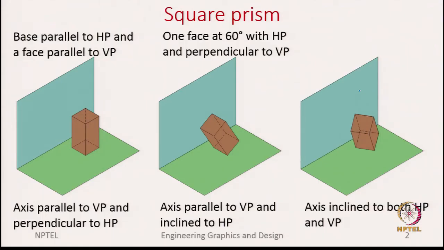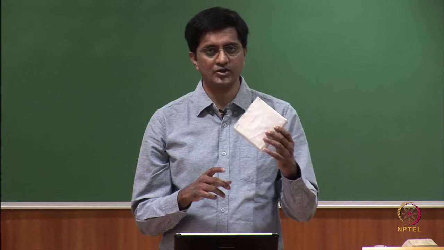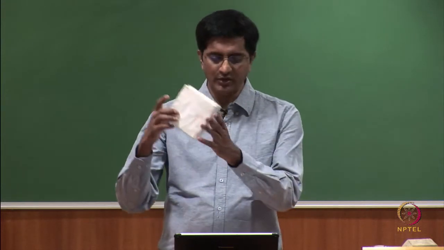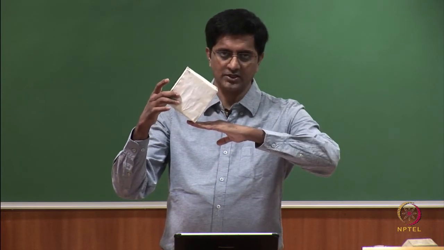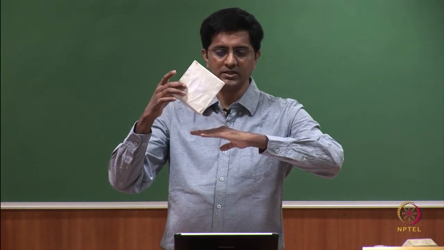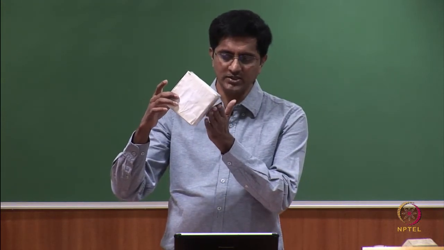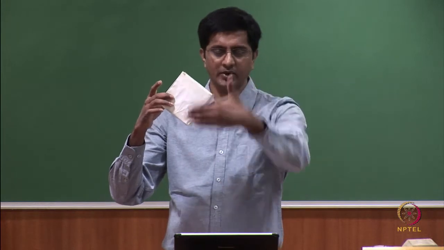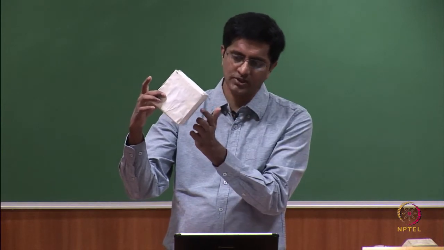Similarly, in the second orientation, how do I define this? One way of defining it is to say one face is at an angle of 60 degrees with the horizontal plane. Let us say we are talking about this face. So, the angle between this face and the horizontal plane is 60 degrees. And it also says that the same face is perpendicular to the vertical plane. Okay. So, now we are able to define this orientation just using this face.